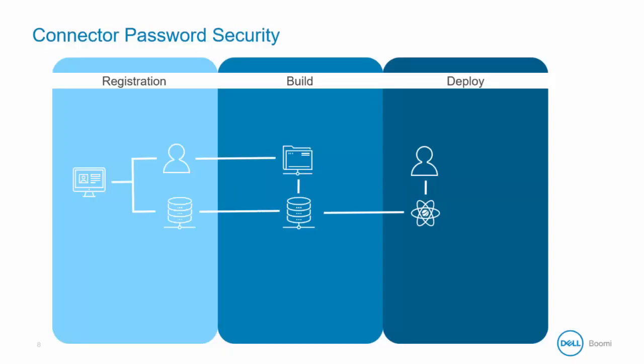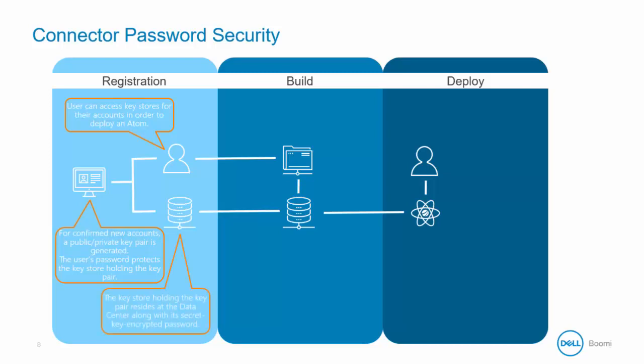Here is how password security works in Boomi. When your account is created, a public-private key pair is generated to encrypt all of your passwords when you are in the Build tab. When you log into your AtomSphere account with your username and password, you are accessing the key store for your account. The key store resides at the data center along with its secret key encrypted password.